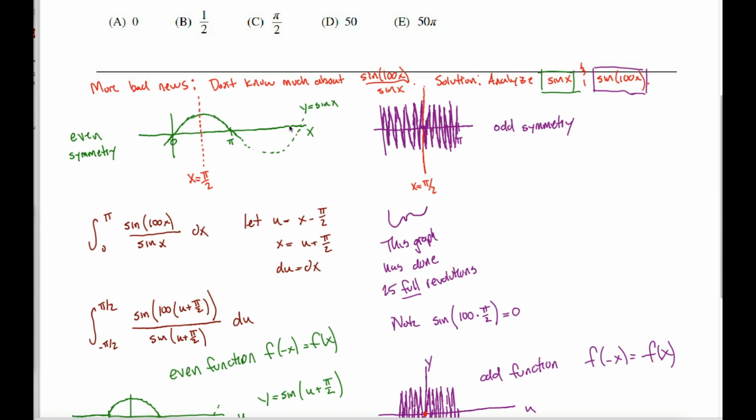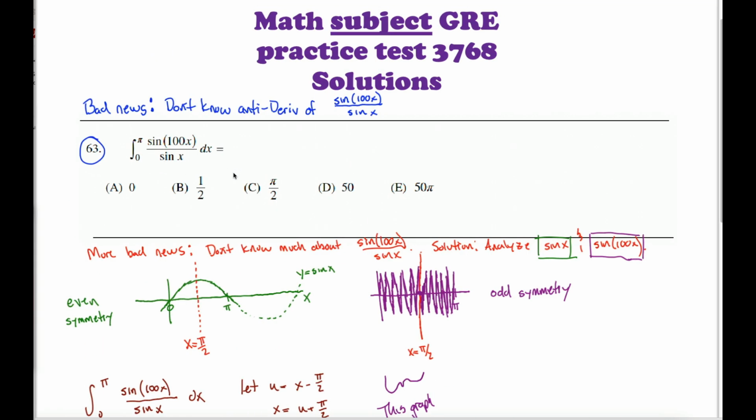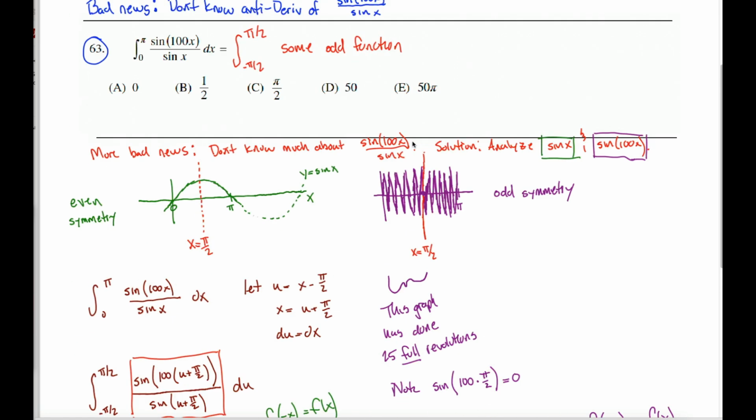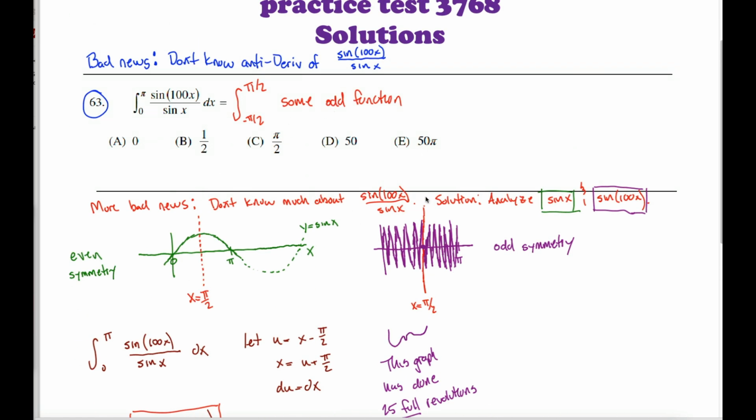What I'm saying is an equivalent formulation of this question is integrate from negative pi over 2 up to positive pi over 2, some odd function. The specific odd function in question being this mess down here. Well, that's great news, right? Anytime you're integrating an odd function between points that are symmetric about 0, the answer is always just going to be equal to 0. Right?